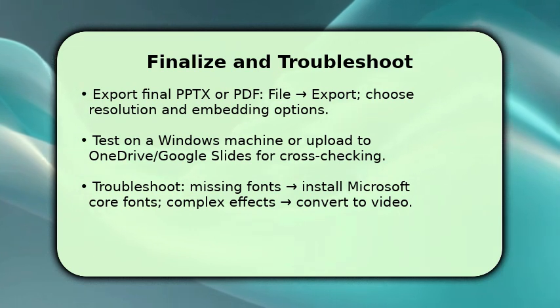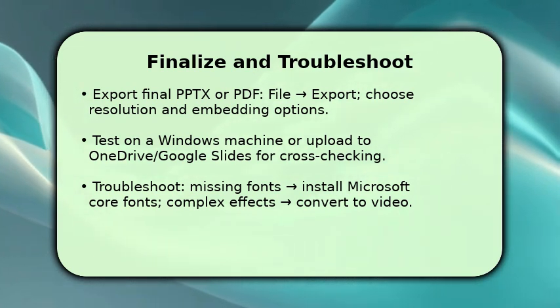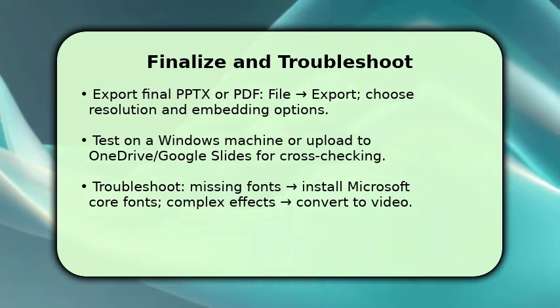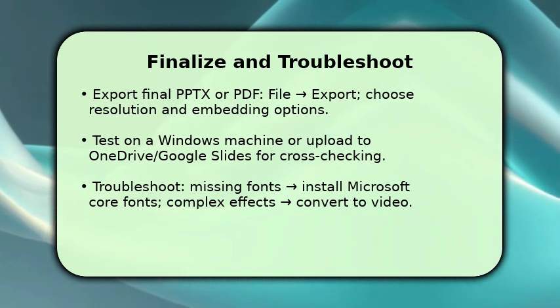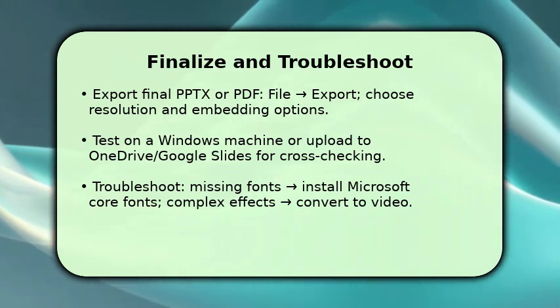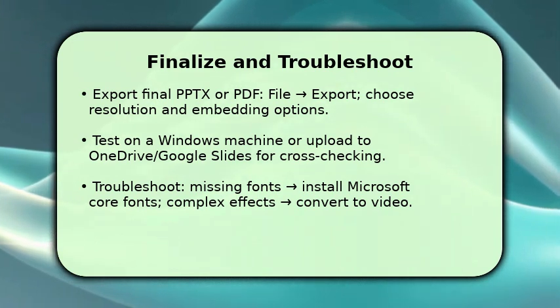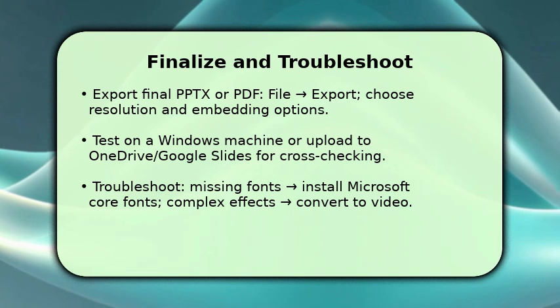If something breaks, install Microsoft Core Fonts on Ubuntu, or substitute with close matches. Convert tricky animations to a short video or flatten slides into images for stable playback. If problems persist, reopen the original and isolate the troublesome element for targeted fixes.